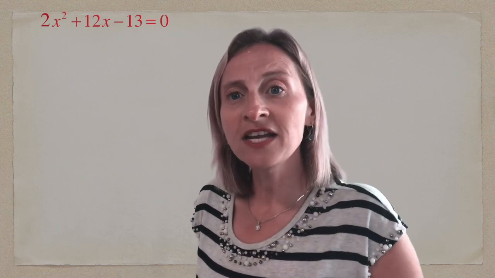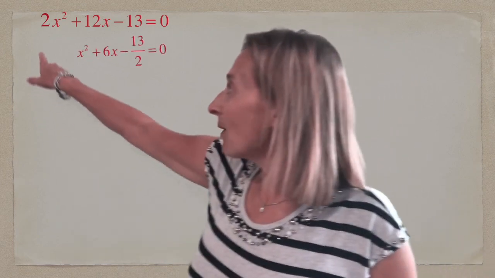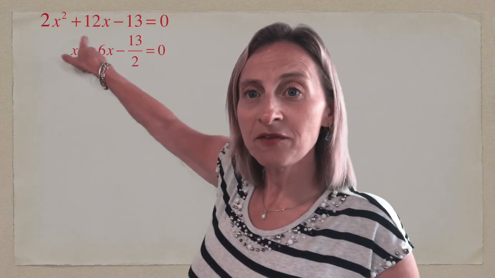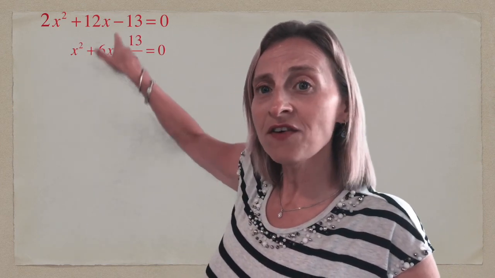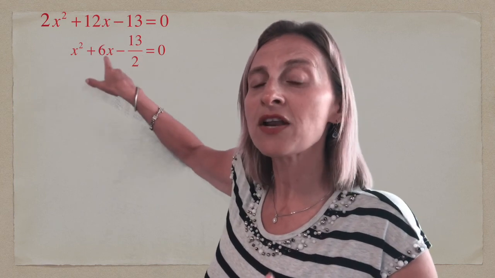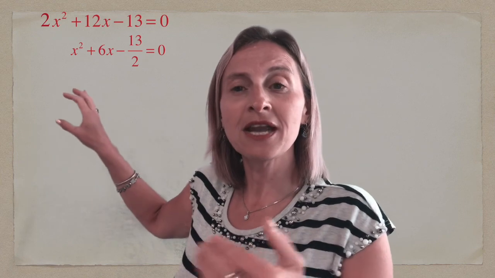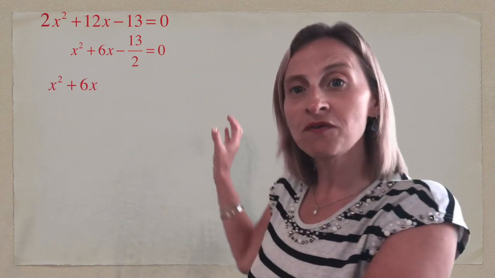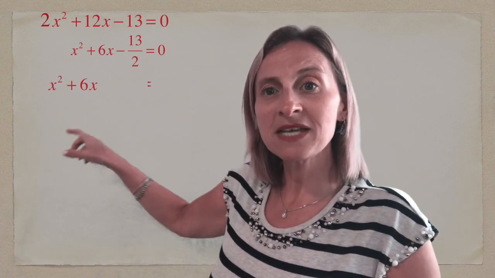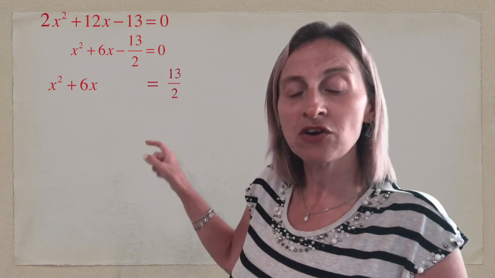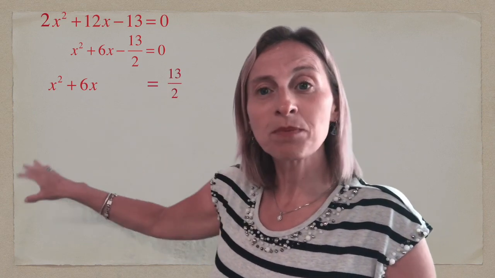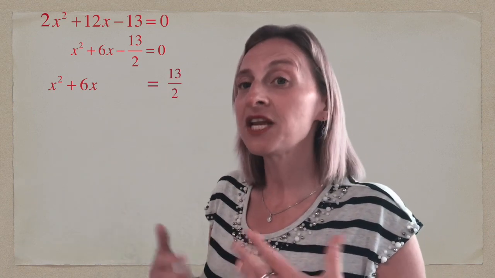We're going to divide everything by 2. So I get x squared plus half of 12 is 6, and then half of 13, I'm just going to write minus 13 over 2 equals 0. I'm going to put the letters on the left and move the number to the right. x squared plus 6x equals 13 over 2. And I'm going to prepare it for completing the square.